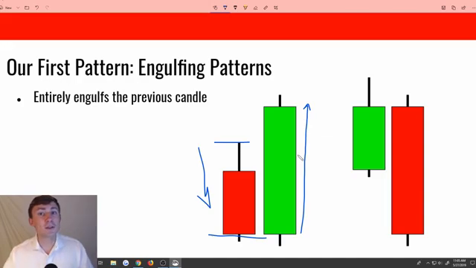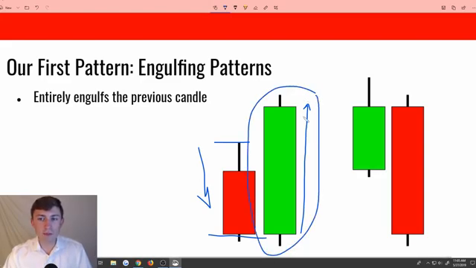So what does this signal to market participants? Well, what this is showing us is that the price was moving down and sellers were in control on this candlestick here. But suddenly buyers stepped into this market and really pushed price higher and completely reversed the market.